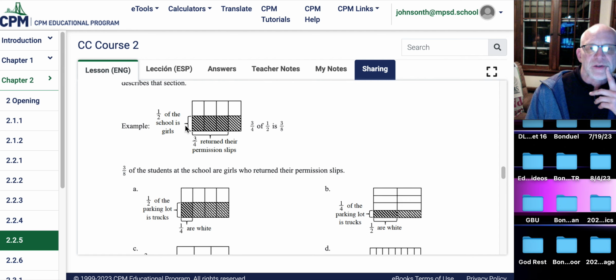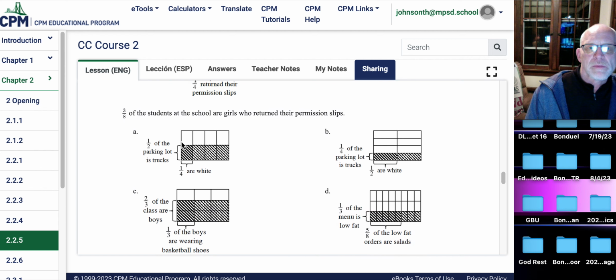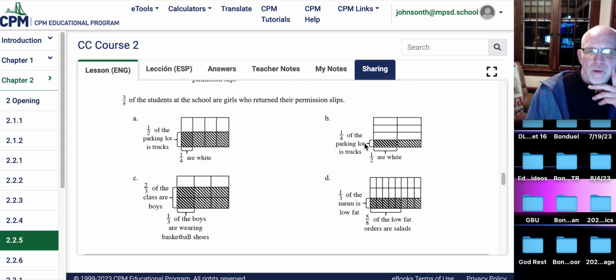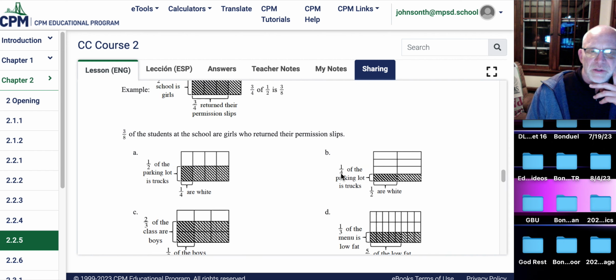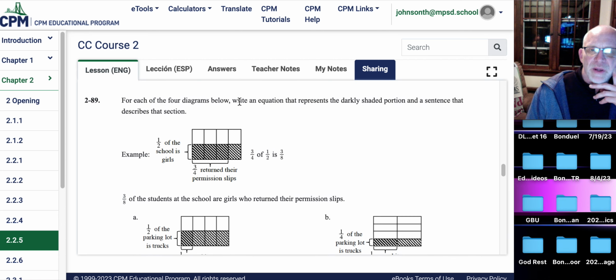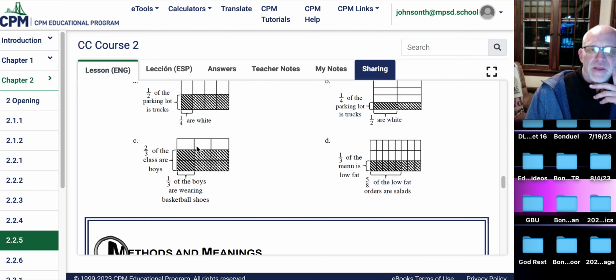This looks like half of the school is girls, 3/4 return their permission slips. Half of the parking lot is trucks. 1/4 of the trucks are white. Take a look at those and see if you can write an equation that represents the dark section in each one.